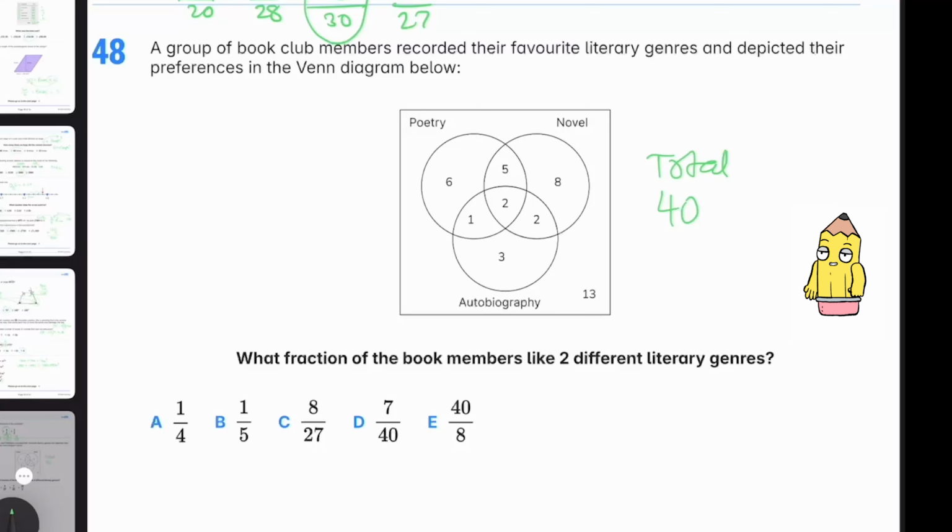Now we need to add up the numbers where only 2 circles overlap. And that's going to be your 1, your 2, and your 5. And that gives us 8 in total. So our fraction is 8 over 40, or if we divide by 8, 1 over 5. So 1/5 of the book club members like 2 different literary genres.